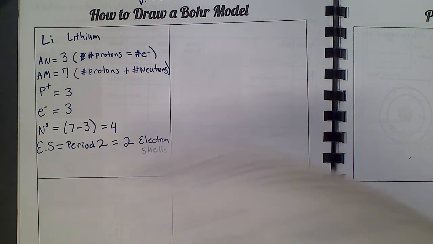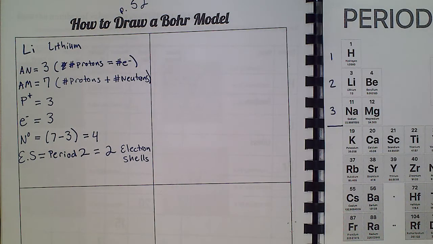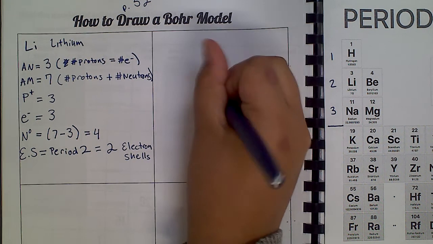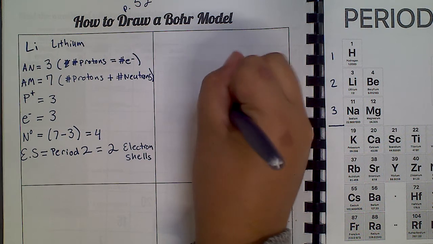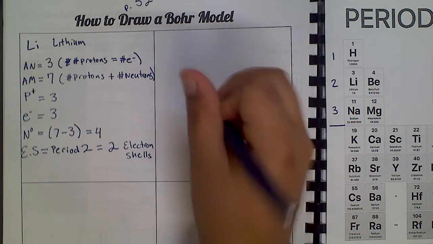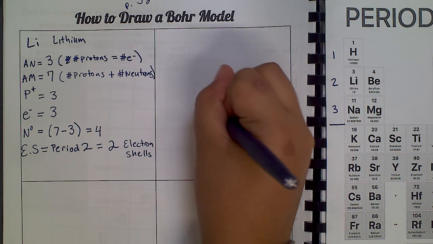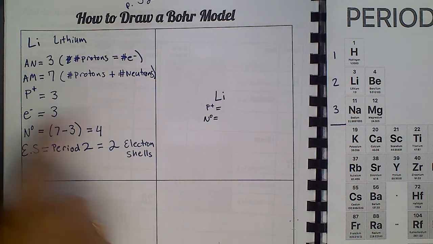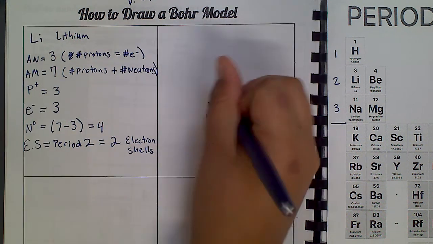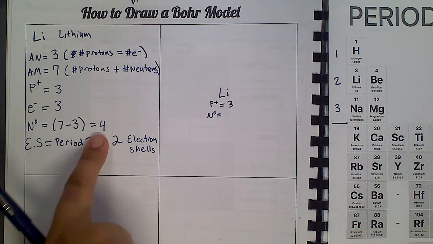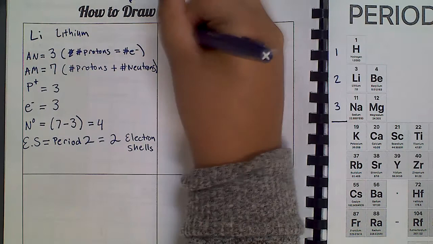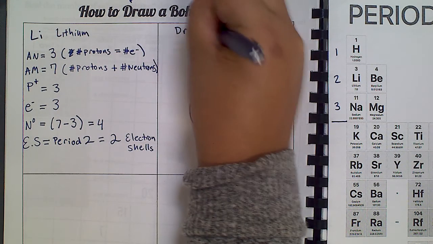All right, finally, we have all the information we need in order to draw a Bohr model. Step 1 is to begin in the nucleus. I'm going to write my element symbol, which is lithium, and I'm going to put how many protons and how many neutrons are in the middle. Let me go back to my chart that I made. I have 3 protons and I have 4 neutrons. So that's step 1: draw and label the nucleus.